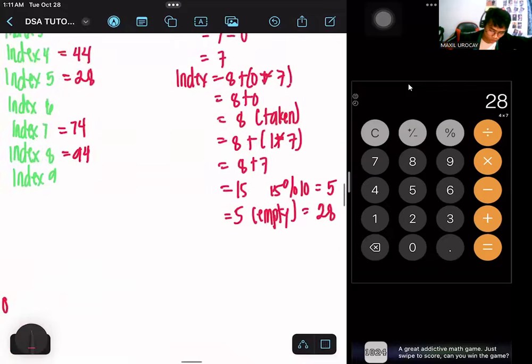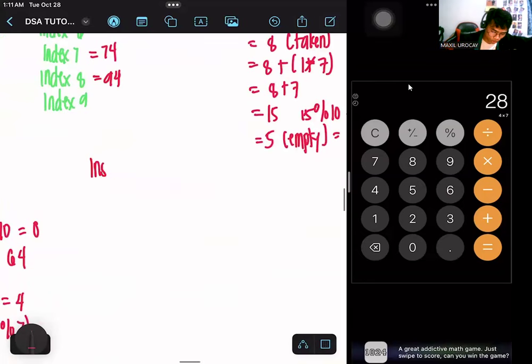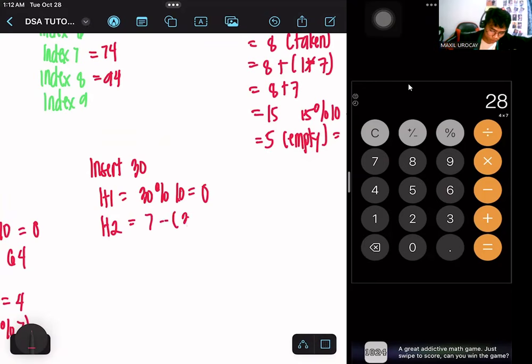30, let's try to check 30. Insert 30. So hash 1 is equal to 30 modulo of 10. So of course 30 divided by 10 equals 3. 3 times 10 equals 30. 30 minus 30 equals 0. So hash 2 equals 7 minus 30 modulo of 7. So of course 30 divided by 7 equals 4. So 4 times 7, that is 28, 30 minus 28, that is 2. So therefore, it will become 7 minus 2, that is 5.